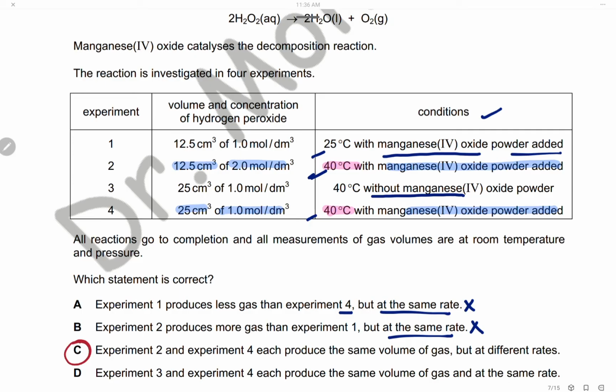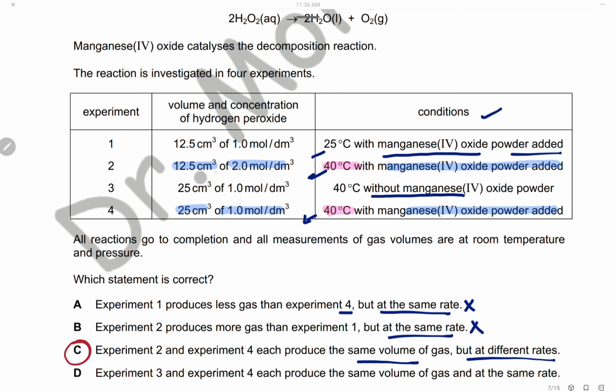Statement C. Experiment 2 and experiment 4 each produce the same volume of gas, but at different rates. Experiment 2 and 4 are done at the same temperature, which is 40 degrees Celsius, and we are using the catalyst manganese(IV) oxide in powdered form.